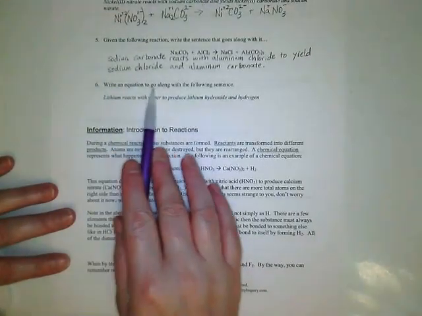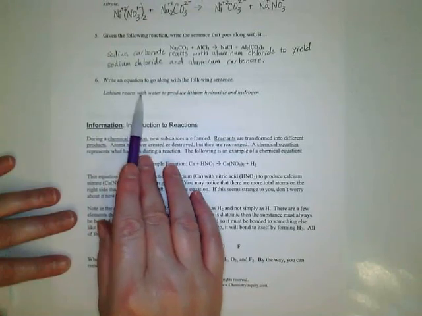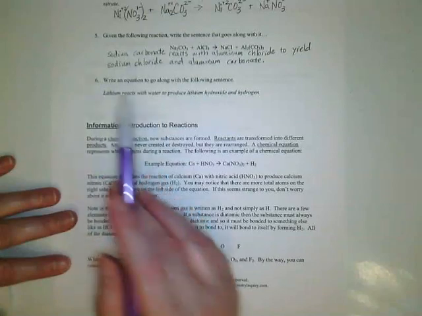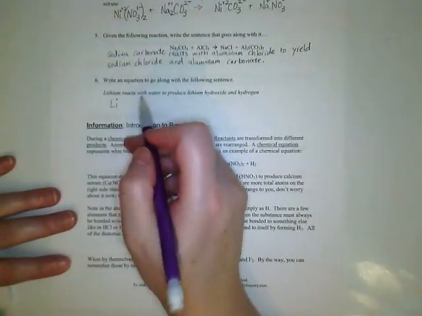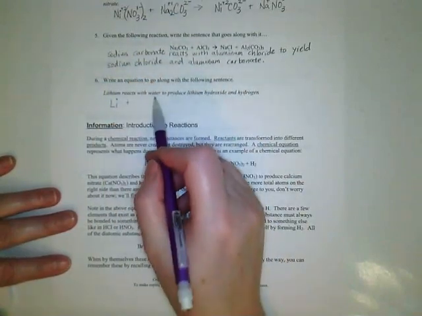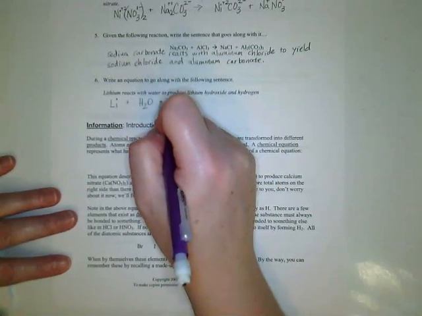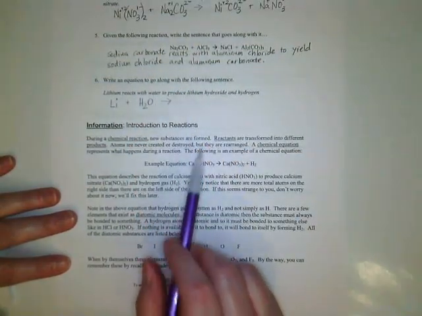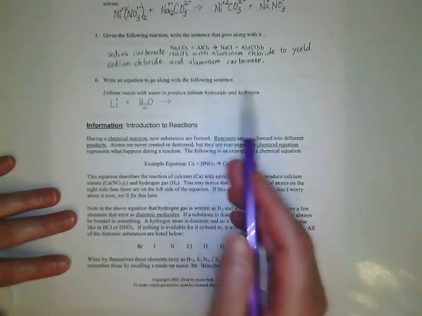Write an equation to go along with the following sentence. Lithium reacts with water to produce lithium hydroxide and hydrogen. Lithium is reacting all by itself. Reacts with is my plus sign. Water we know to be H2O. To produce is our arrow. Lithium hydroxide, that's a compound. Hydroxide is one of the polyatomic ions you have memorized, so this is an ionic compound.